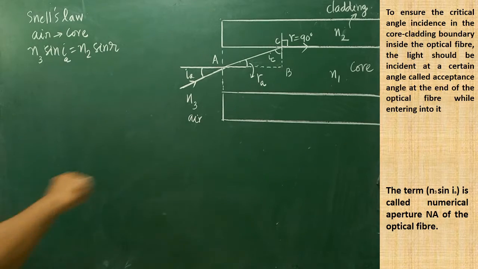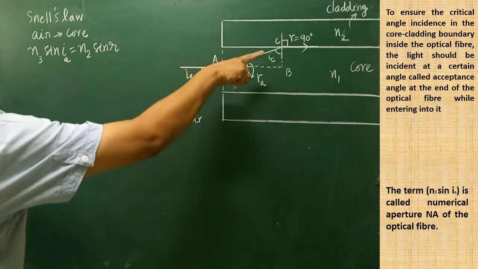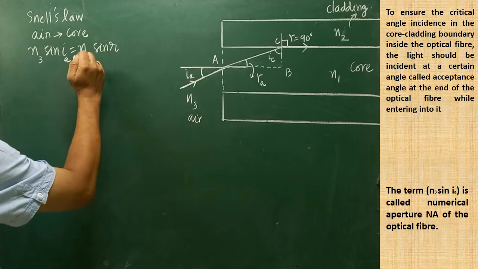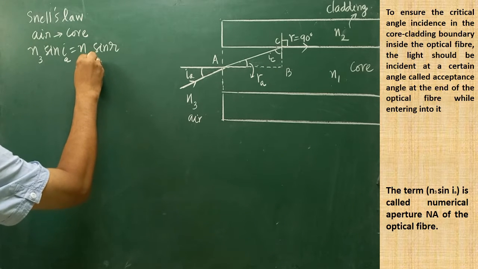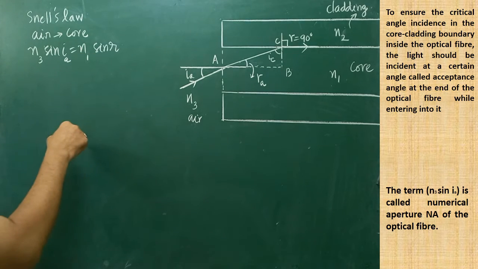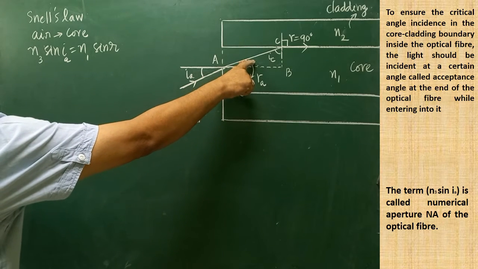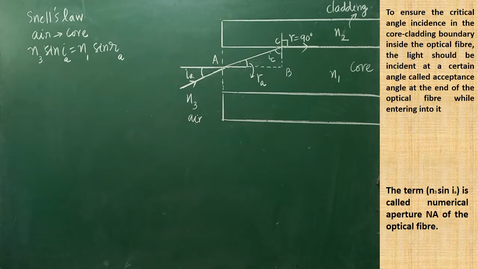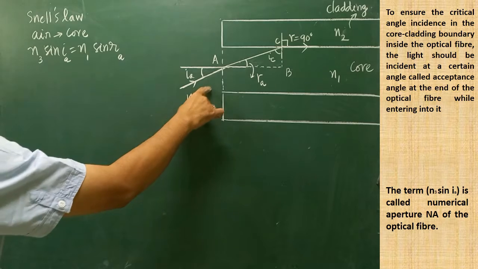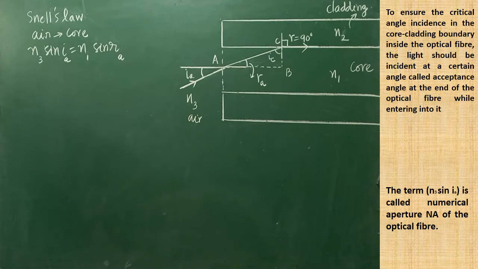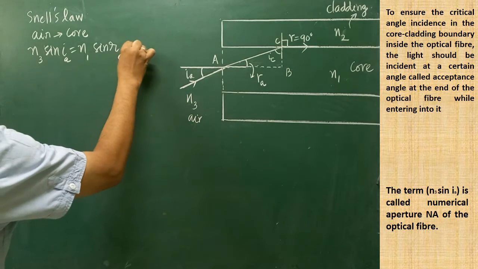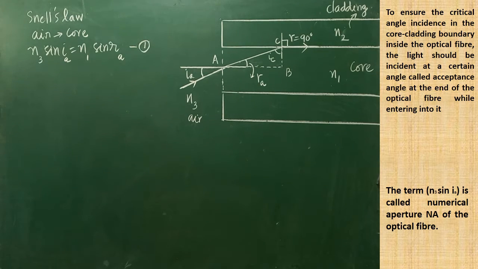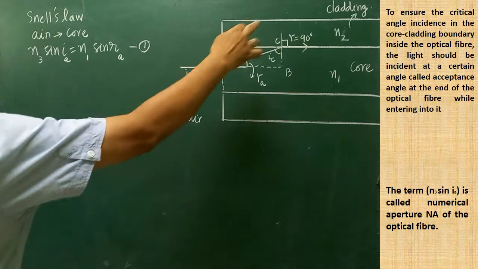Which medium is here? Core. It enters into the core. Therefore, N2 can be replaced by N1, as per the name. And then here is the angle of refraction, so instead of R we can write RA. So this is the equation which is written when the light travels from air medium to the core. This is the first equation. Now I am going to write the same Snell's law for the next refraction.